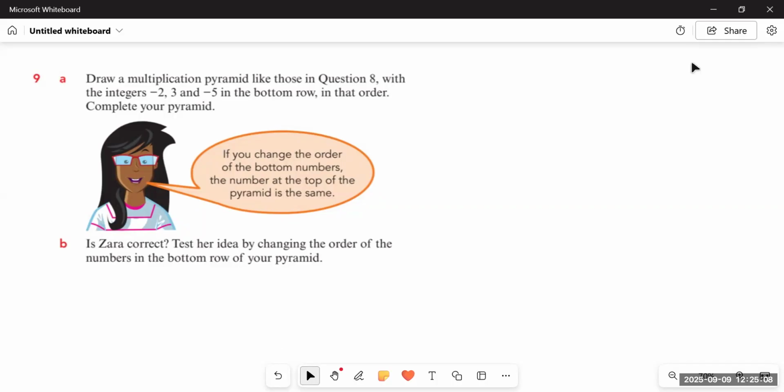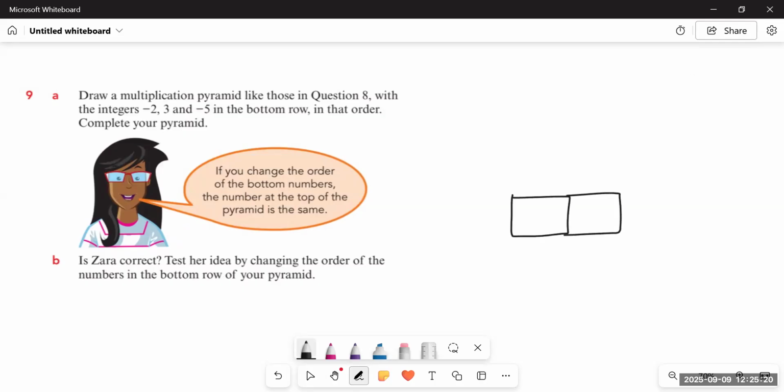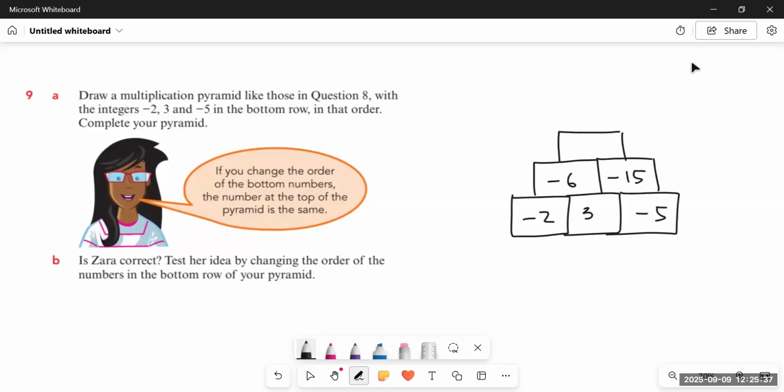Okay. Question number 9 says, draw a multiplication pyramid like those in question number 8 with the integers minus 2, 3, and minus 5. So now we have to draw a pyramid of our own. We will simply write down 3 numbers in the bottom as minus 2, 3, and minus 5. When we will multiply these two numbers, minus 2 and 3, we will get minus 6. When we will multiply 3 with minus 5, it would be minus 15. Then we will multiply 6 with 15 and we are gonna get 90. And it would be positive because both 6 and 15 are negative.